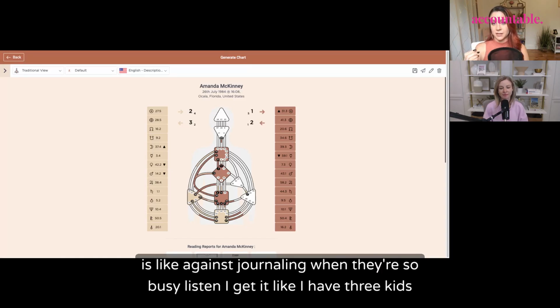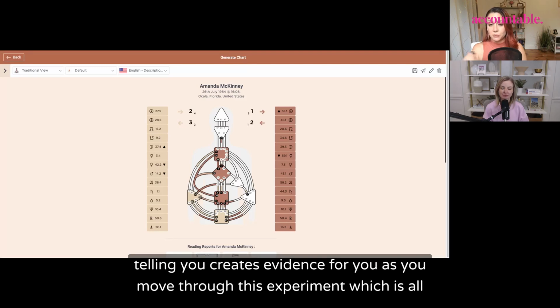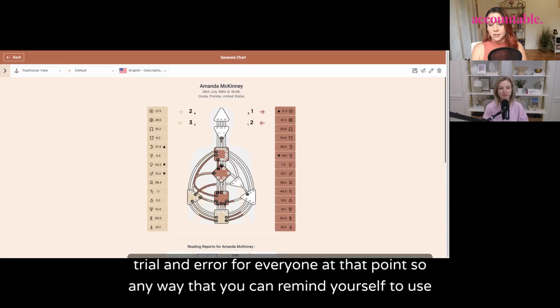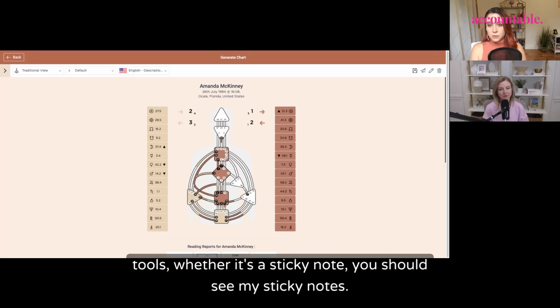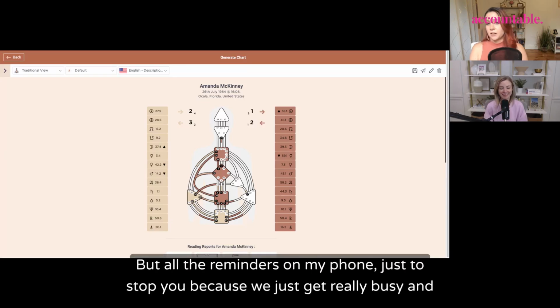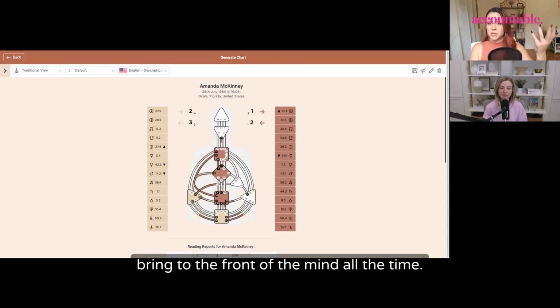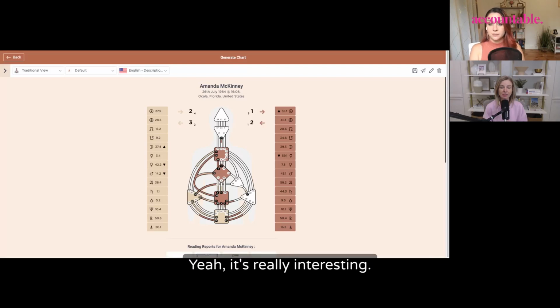And I know everyone is like against journaling when they're so busy. Listen, I get it. I have 3 kids, but writing these things down and taking a moment to check in with what your body's telling you creates evidence for you as you move through this experiment, which is all trial and error for everyone at that point. So any way that you can remind yourself to use those tools, whether it's a sticky note, you should see my sticky notes. I have 5 here right now. Love it. But all the reminders on my phone just to stop you because we just get really busy and forget the things that you wanted to prioritize that aren't that easy to just bring to the front of the mind all the time. Yeah.